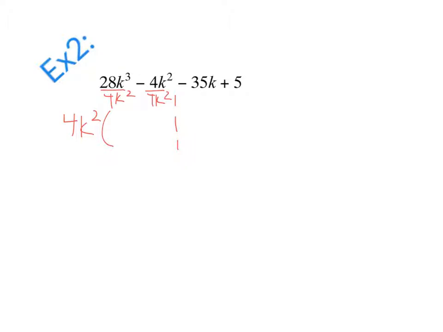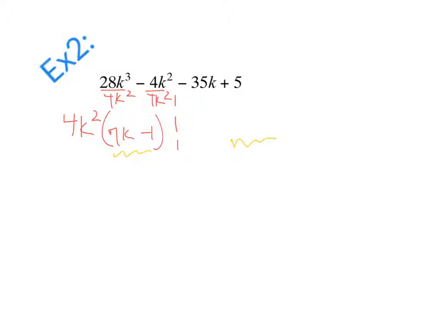Again, I pulled out 4k squared because in both terms, they both divide by 4. And this has 2k's, this has 3. So I can technically take out 2 from each of them. Alright, so I'll be left with 7k minus 1. Now, you need to realize that on the other side, I'm going to want to have 7k minus 1 somehow.